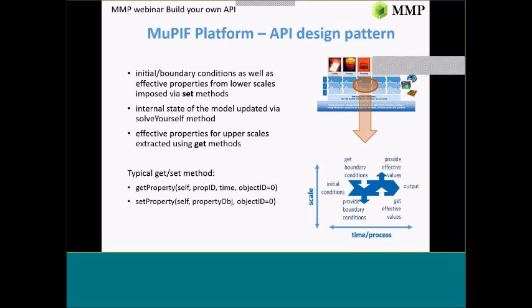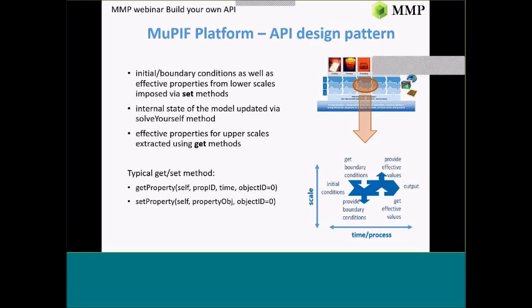The internal state of the model can be updated using the solve yourself method. And after the internal state, which is kept internally by the model, has been updated, the effective properties and other outputs can be extracted using so-called get methods. And this is the basic idea of the API design. The typical workflow within the given time step for a particular application consists in setting all the inputs using the set methods, updating the internal state via solve yourself method, and finally extracting the outputs using the get methods. And this can be repeated until the global convergence is obtained.